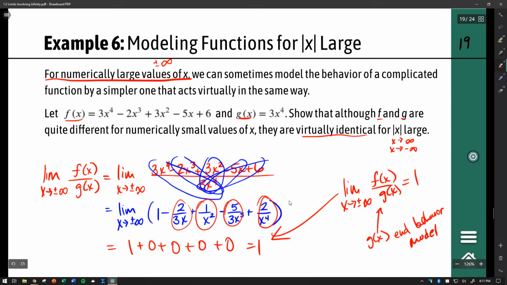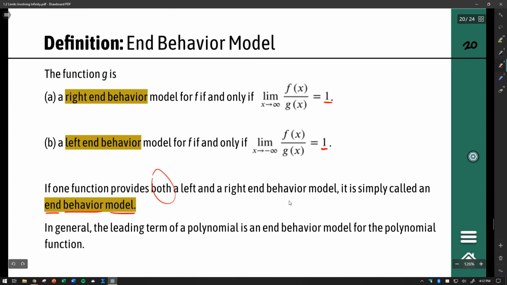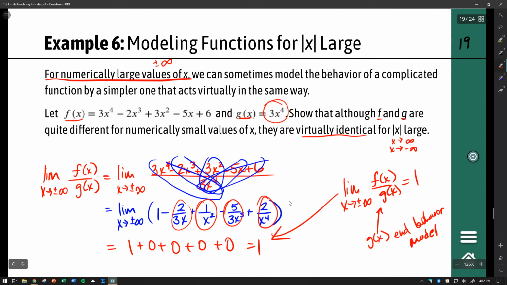So for instance, in the last example, because 3x to the fourth was an end behavior model on both the left and right side of f, then it's just called an end behavior model. And in general, the leading term of a polynomial is an end behavior model for the whole polynomial function. That's why 3x to the fourth was picked for g when looking at f, because 3x to the fourth is the leading term. It's the term with the highest degree.